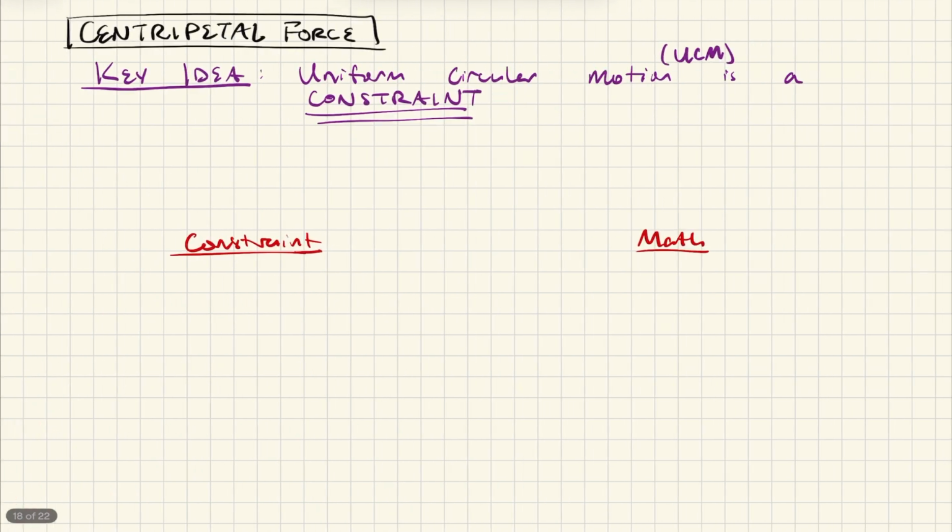And so the key idea here is that when we think about problems with uniform circular motion, we want to think about uniform circular motion as a constraint, okay? Driving in a circle at a specific velocity or a specific speed is a very, very specific motion, okay? And so what that means is we need to treat UCM, gosh, my handwriting is terrible today. We need to treat UCM as any other constraint.